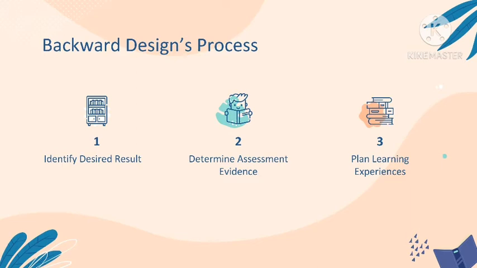Next, determine assessment evidence. It is how will we determine if the desired results occurred. What will we accept as evidence of students' understanding and proficiency? In this step, we start to think of the scores in terms of the evidence we will collect from our assessment and how we can document and prove that the desired learning outcomes have been achieved.